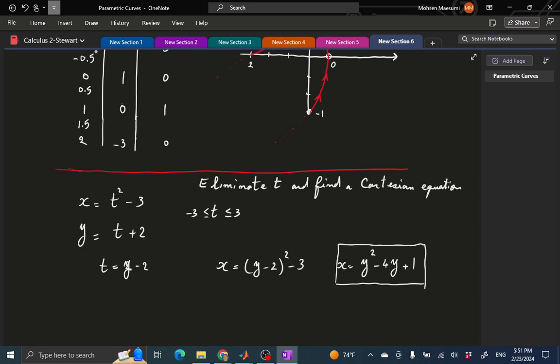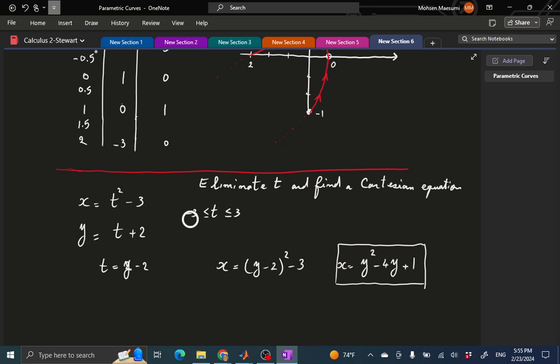We have lost the connection of, well, at what point, in what fashion are we traveling on this parabola? We are not having an indication of a speed or anything like that. We just know that we are traveling on this.